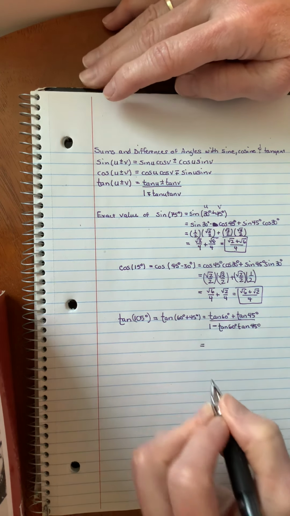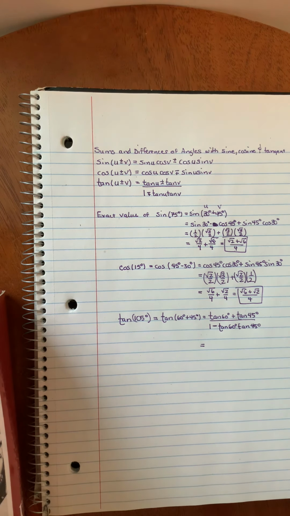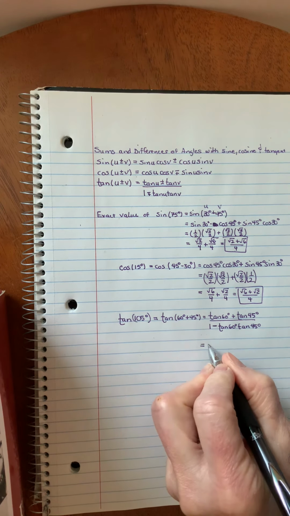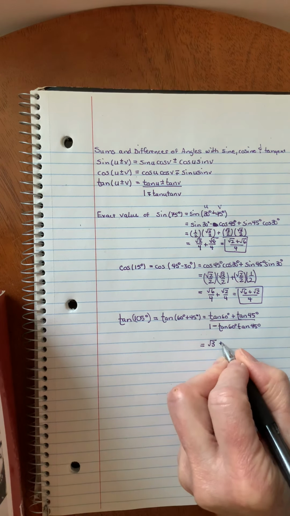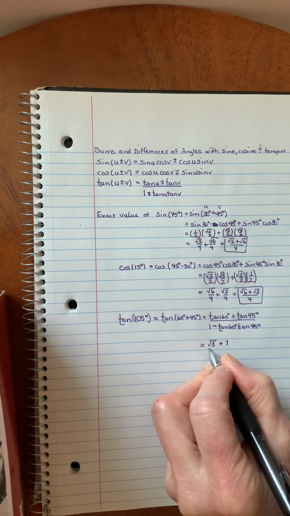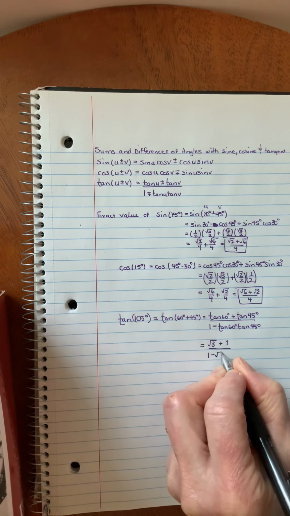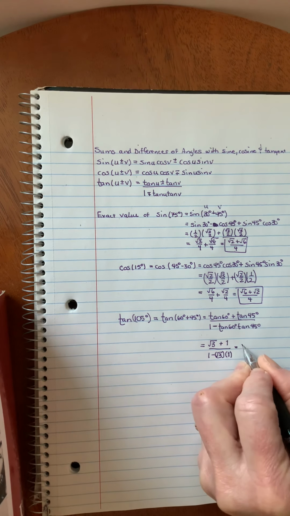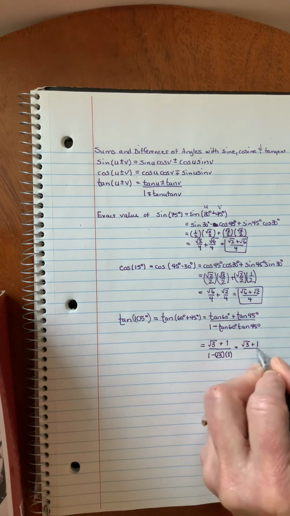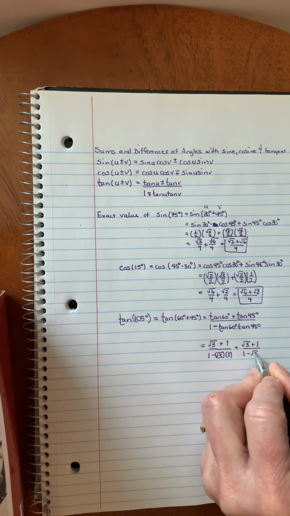Okay, so the tangent of 60 degrees, that is the same as the sine over the cosine. Sine of 60 is square root of 3 over 2. Cosine's 1/2, so sine over cosine is square root of 3. That's one way I remember it. Plus, the tangent of 45 is 1. So 1 minus the square root of 3 times 1. Answer, square root of 3 plus 1 over 1 minus square root of 3.